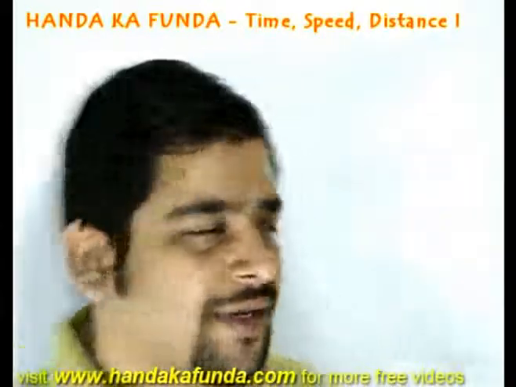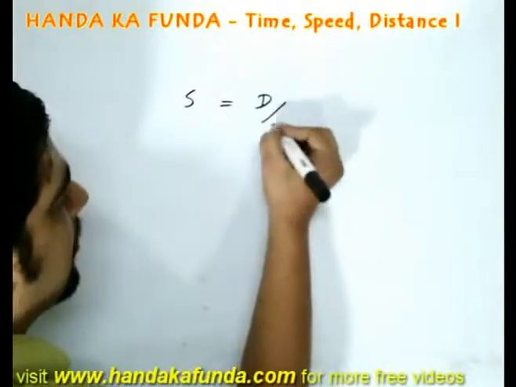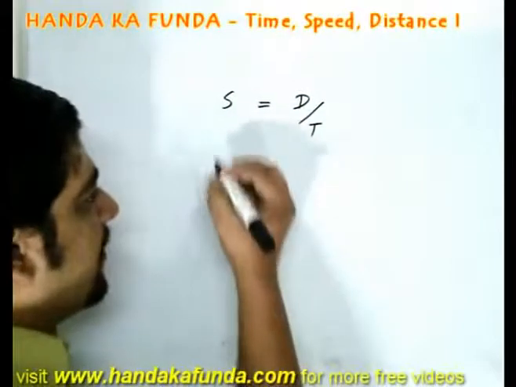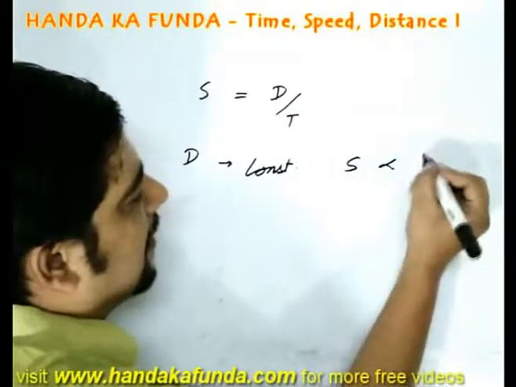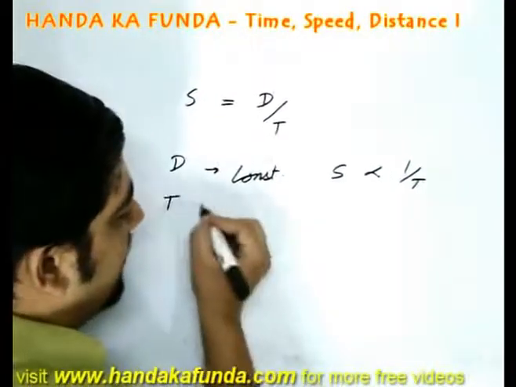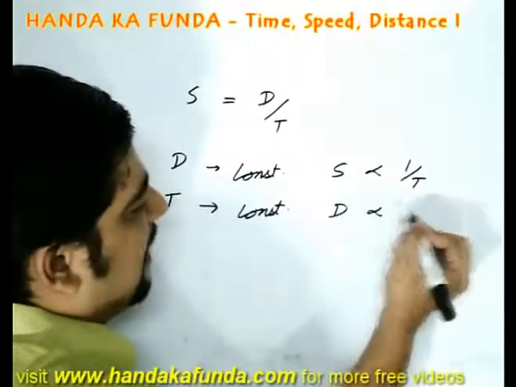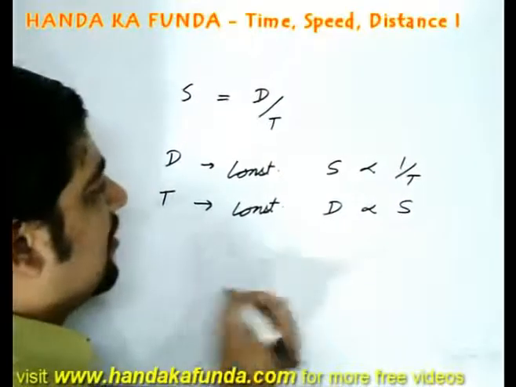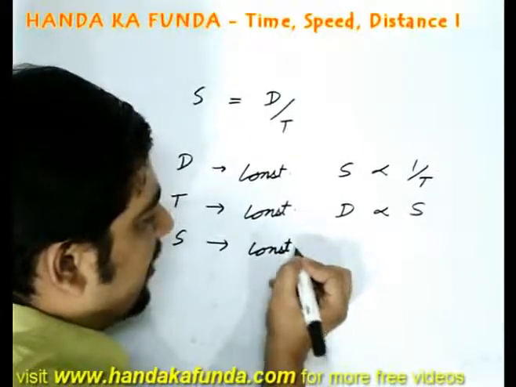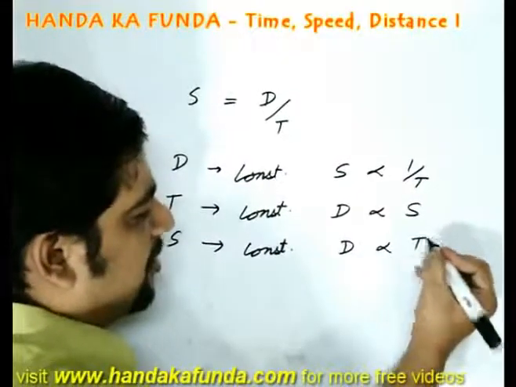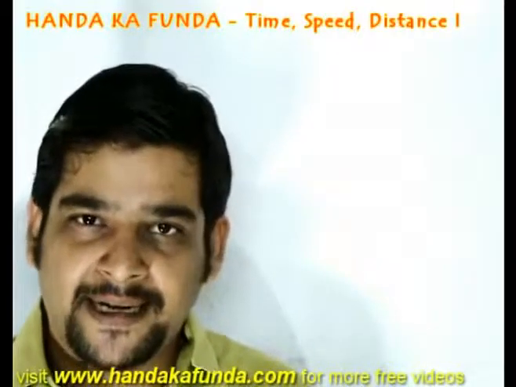The most basic equation in case of time, speed and distance is speed is distance upon time. If the distance is a constant value, that would mean that speed is inversely proportional to time. However, if time is constant, that would mean that distance and speed are directly proportional to each other. The other case would be when the speed is constant, and in that particular case, distance will be directly proportional to the time taken. Let us take an example on this proportionality funda.